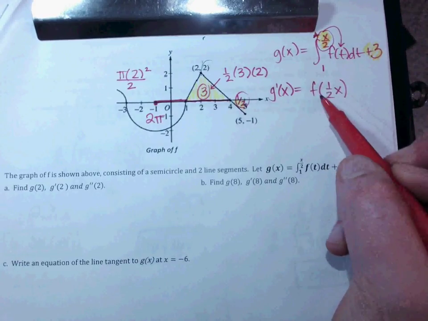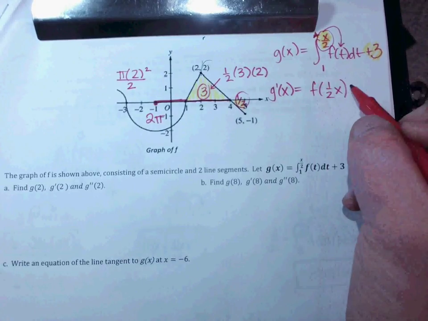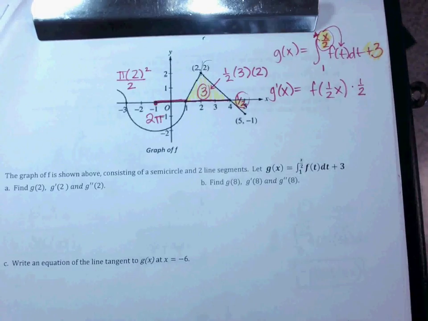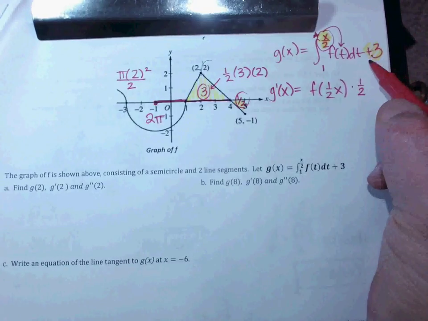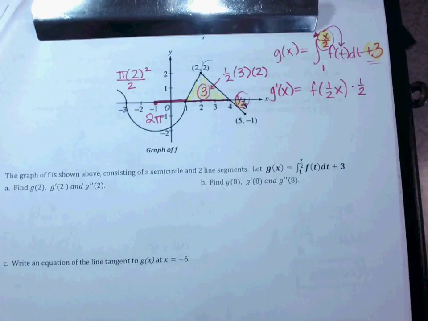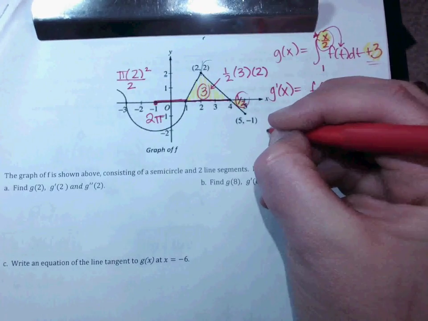So if it was a half x, what's the derivative of that? Times a half. Now question, what is going to happen with the plus 3 if I'm taking a derivative? Yeah, the derivative of this constant is going to go away. It's just going to be 0. Okay, now find g double prime for me.